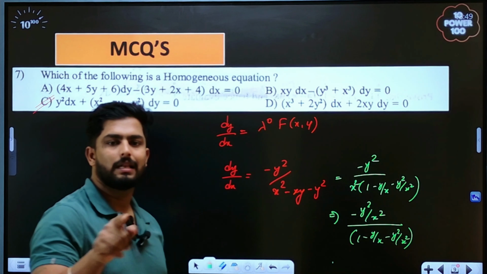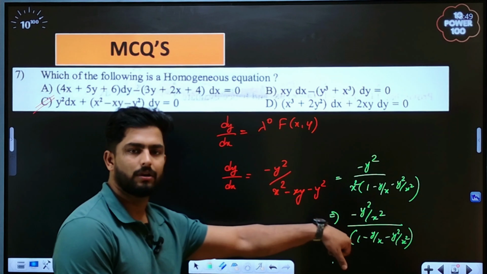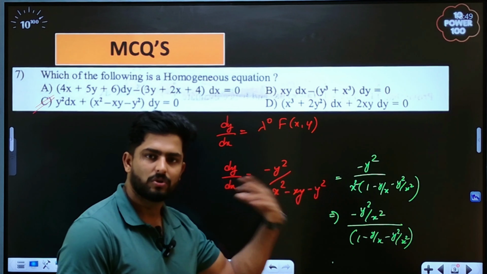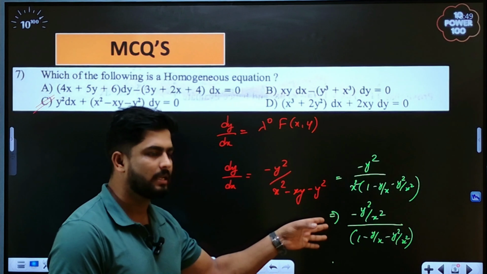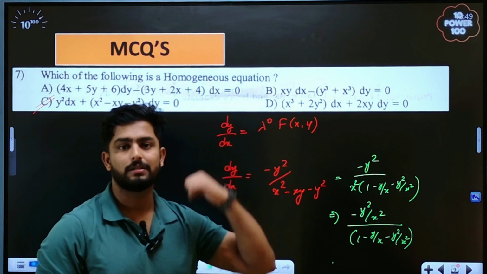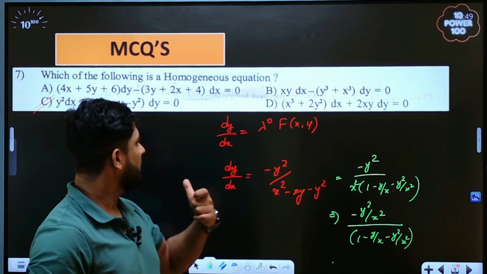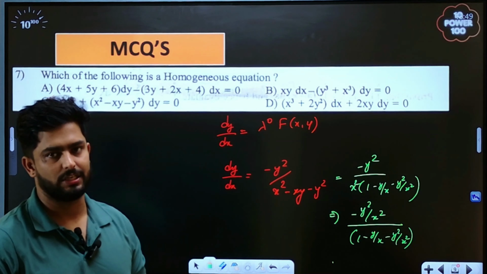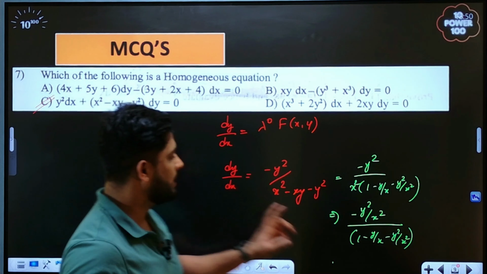In this case, the degree of lambda is actually 0, because x square and x square on both sides get cancelled out. So we can say that this is a homogeneous function, and this cannot be done with the other options. That's why we go with option C. Option C is the right answer, children. Okay, so we are done with MCQs.